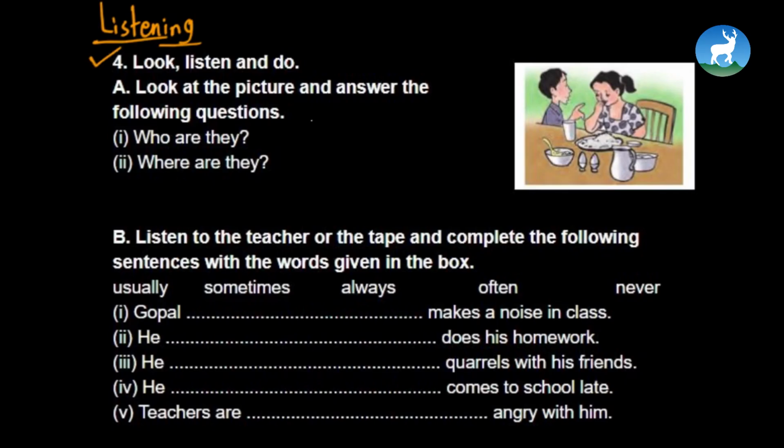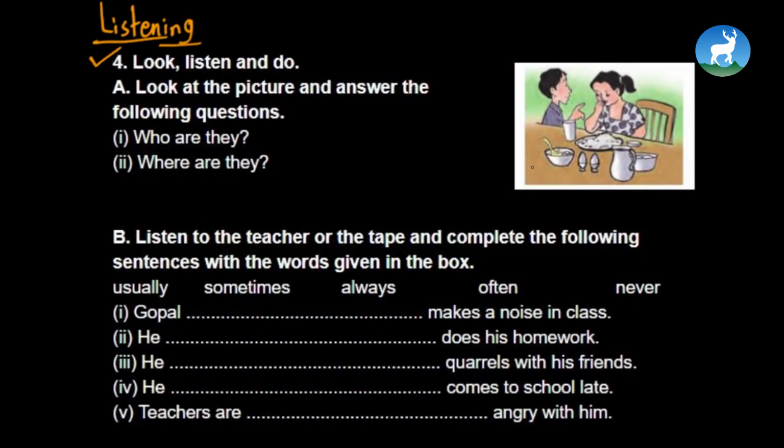Look at the picture and answer the following questions. Who are they? Where are they? Well, they seem to be in a dining hall or a dining room. And we can only assume who they are because we don't really know. For really knowing who they are, you've got to listen to me read the listening script. So let me read that.